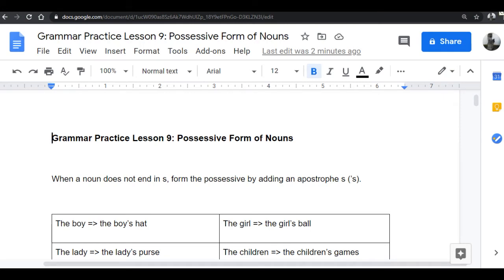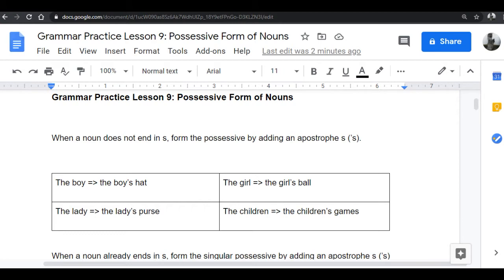Now we're gonna have grammar practice lesson number 9, possessive form of nouns. First, some theory. When a noun does not end in s, form the possessive by adding an apostrophe s. Apostrophe s, right here. Examples, the boy. Let's consider in our example that the boy has a hat. So, the boy's hat. The lady, the lady's purse.